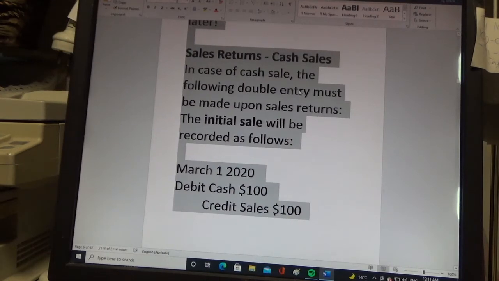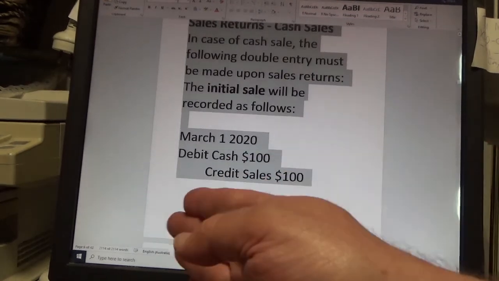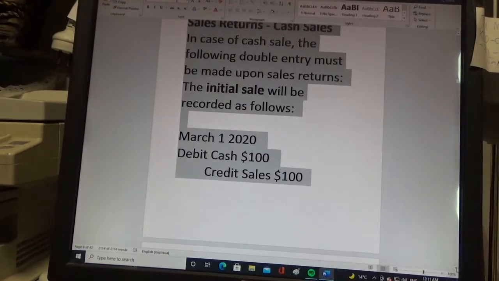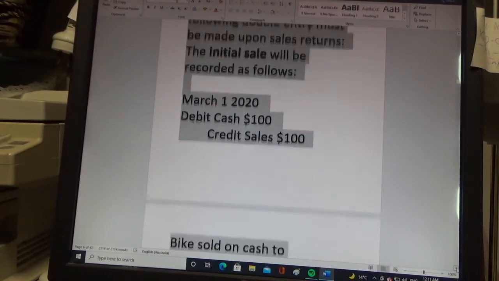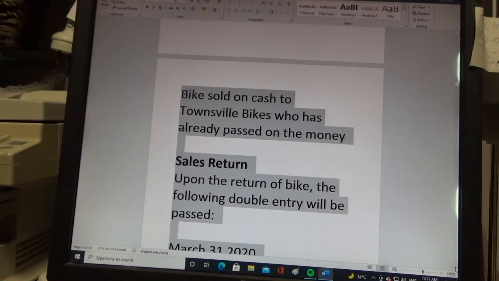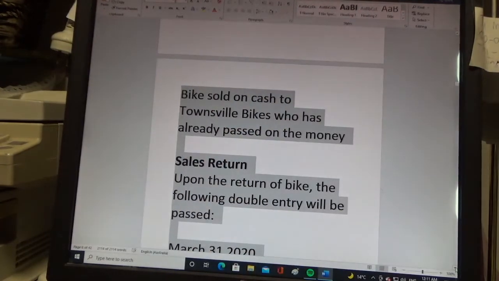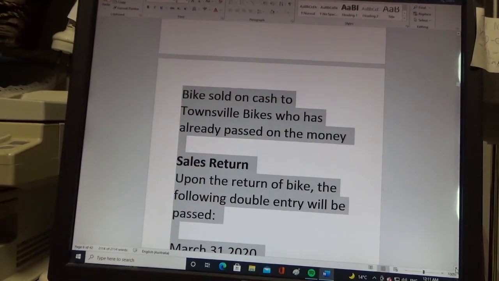The following double entry must be made. The initial sale, which is what you might be familiar with in a cash sale, you just debit cash, more cash in from the sale, and credit sales. Credit sales is a credit item on the P&L. So the money has been passed from Townsville Bikes back to Gamma, and Gamma has sold the bike to Townsville Bikes.